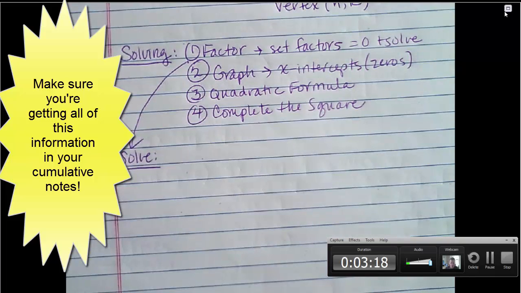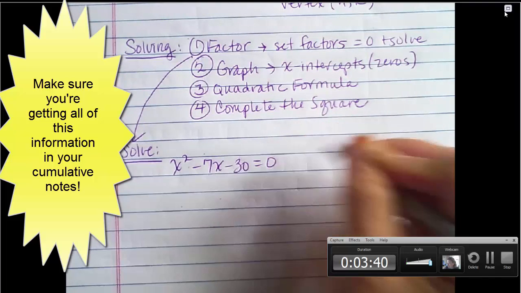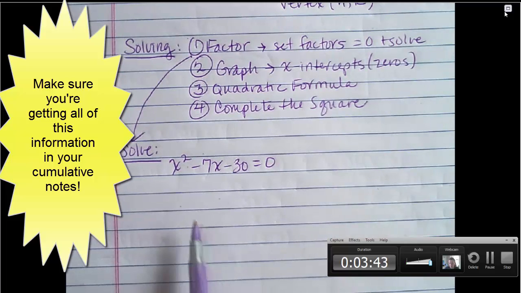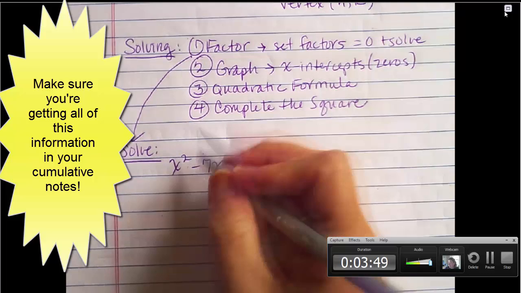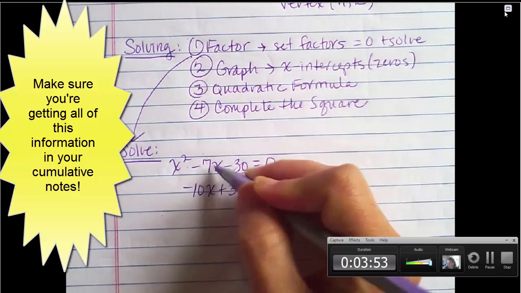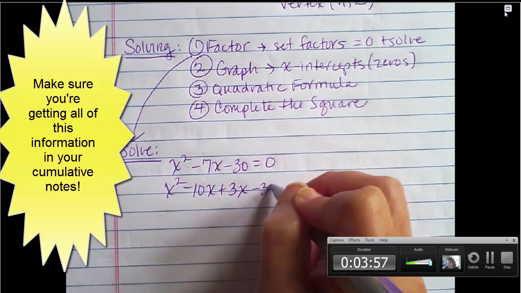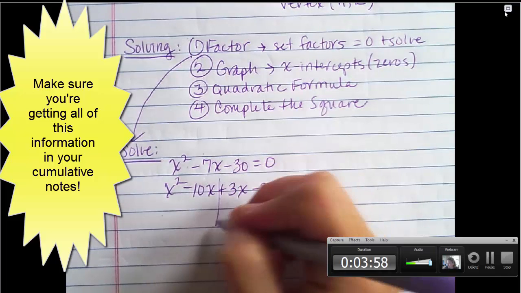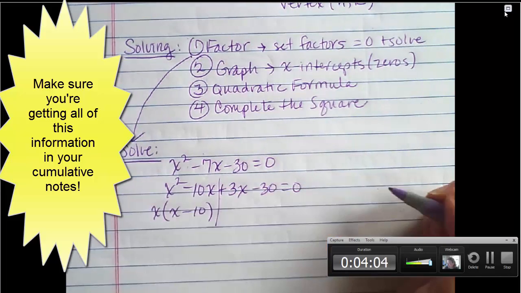So, for example, I may ask you to solve x squared minus 7x minus 30 equals 0. So I can factor that. I need two numbers whose product is negative 30 and whose sum is negative 7. Those numbers are negative 10 and positive 3. So I rename my negative 7x to negative 10x and positive 3x to split the middle using the product and sum, and take a greatest common factor out of both sides.